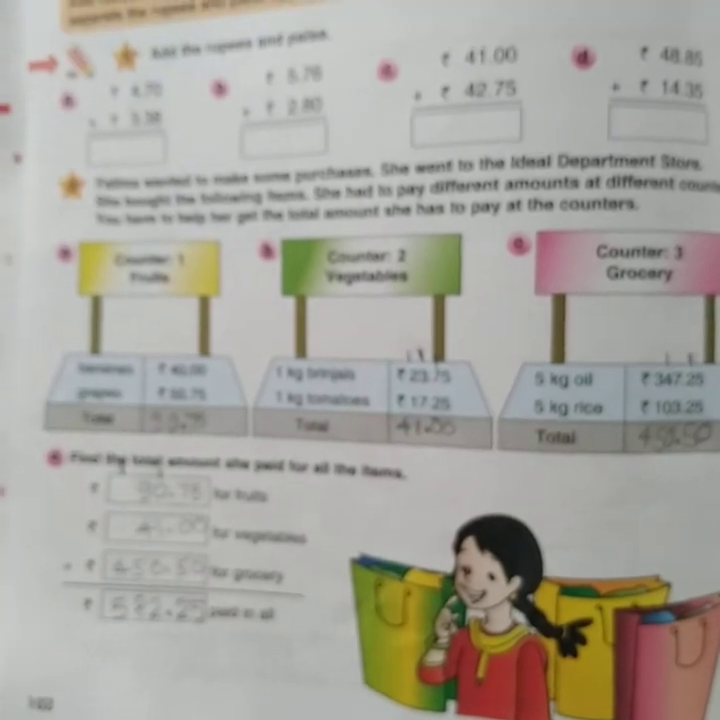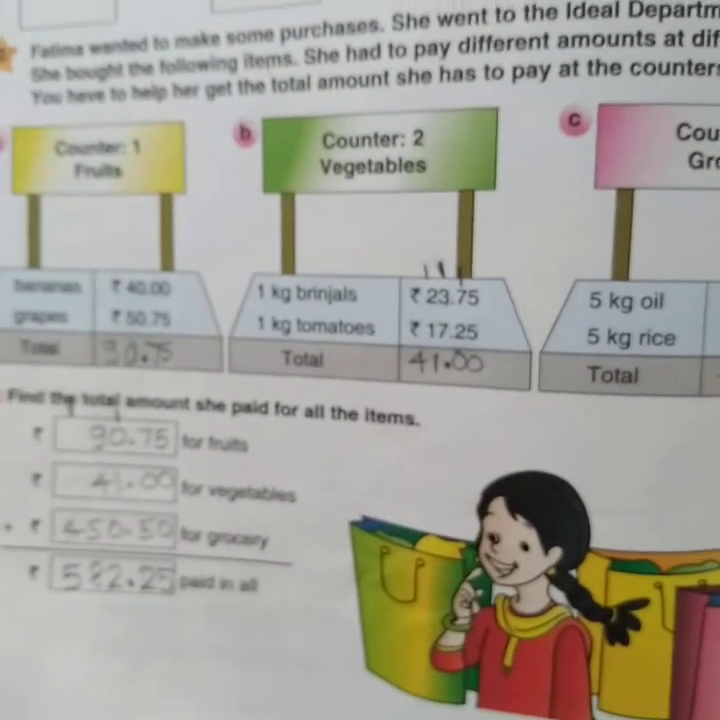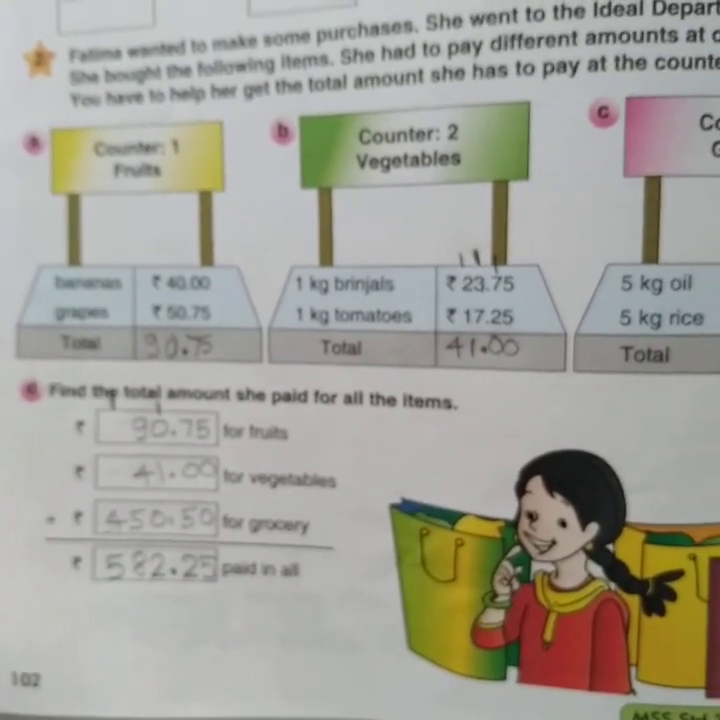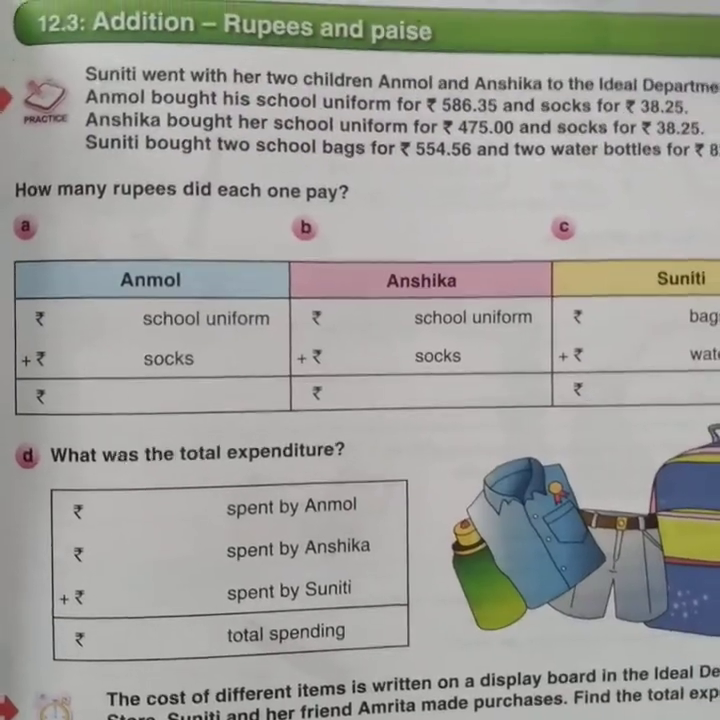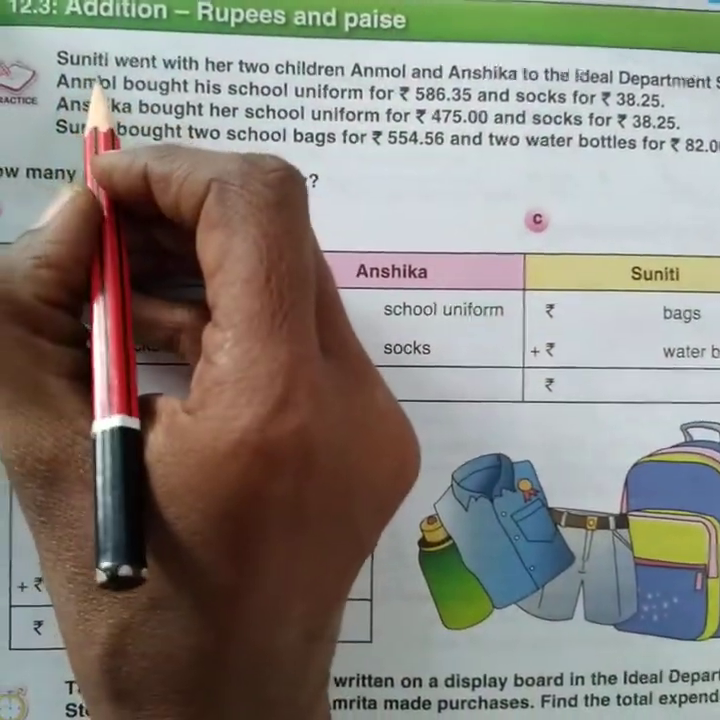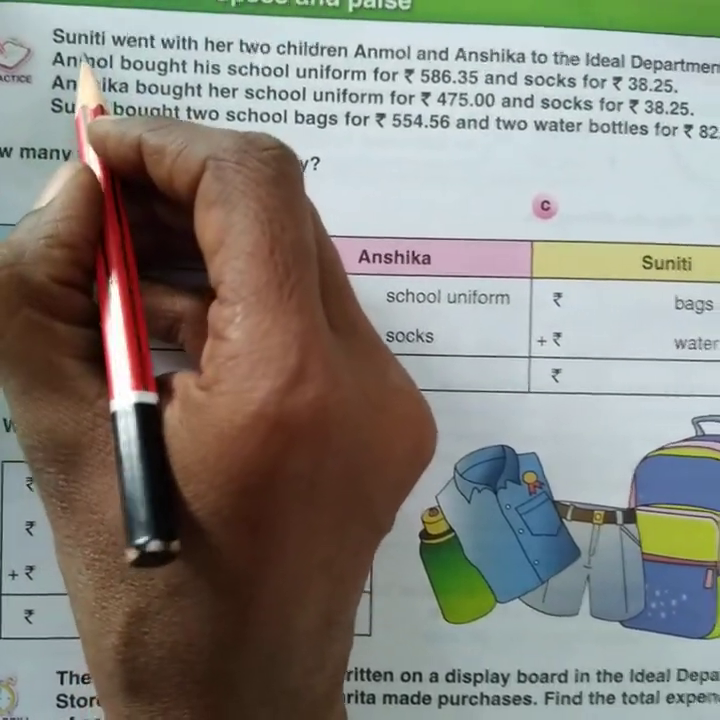So like this we have to solve the given rupees and paise. Remember children, when we have to add rupees and paise, we have to follow the rules of addition. Look at the next question, children. Here also one activity is there based on money.